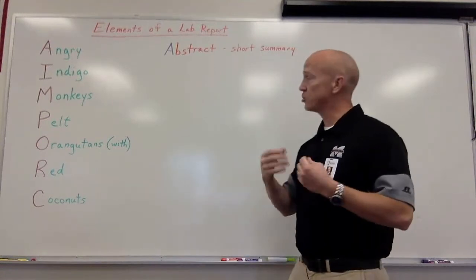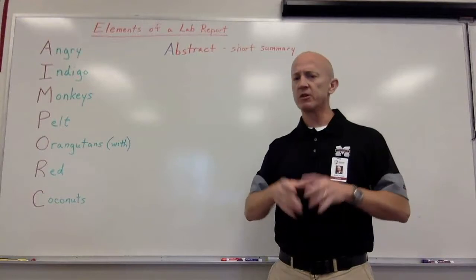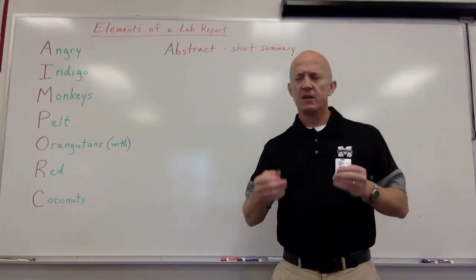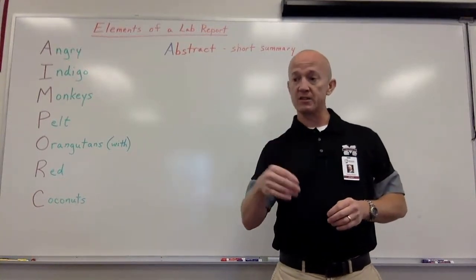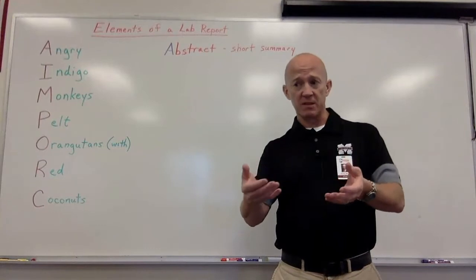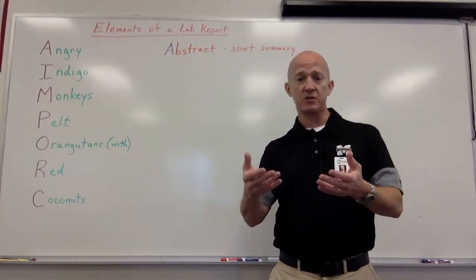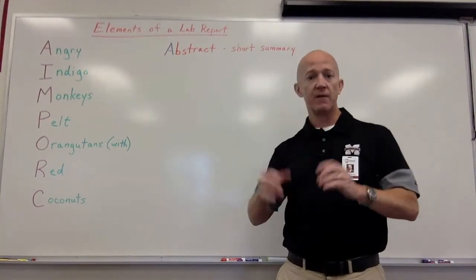And the abstract is a short summary of what happened in your experiment. You don't have to go into great detail. Usually about a paragraph is fine. The way I like to think of it, the abstract allows a researcher to take a look very quickly and see if that experiment will be something that's of interest, maybe something that's even within the same realm of research. And so an abstract does just that. It gives an overview of the experiment.